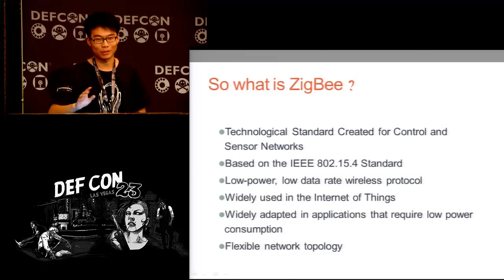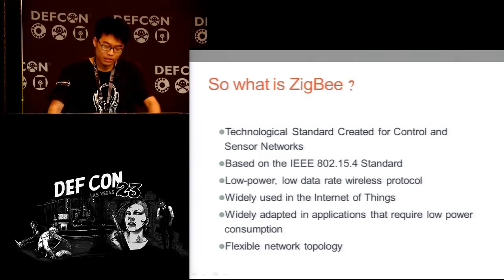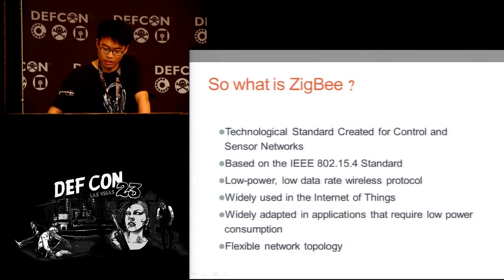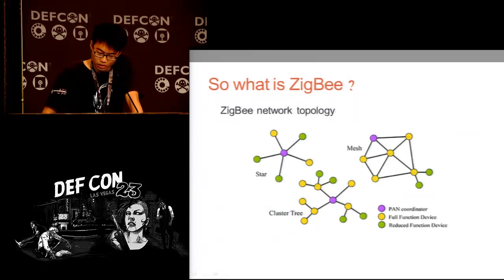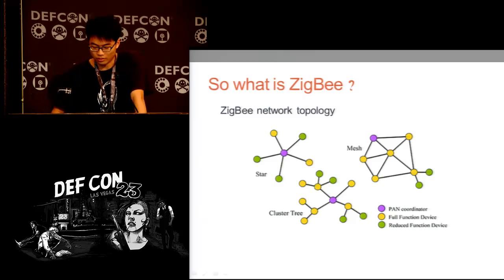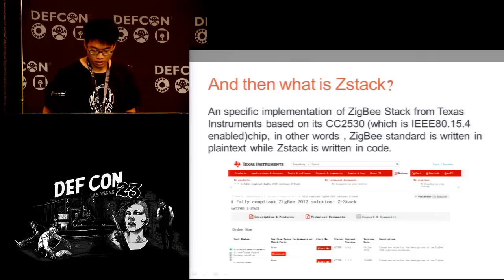I suppose that maybe somebody doesn't know what ZigBee is, so I introduce it. ZigBee is widely used in the Internet of Things, and adopted in applications that require low power consumption, and it has flexible network topology. So this is the ZigBee network. You've got a star, you've got a mesh, and you've got a tree, and they're very different, and we will introduce them later. So the most important thing in ZigBee is this stack.